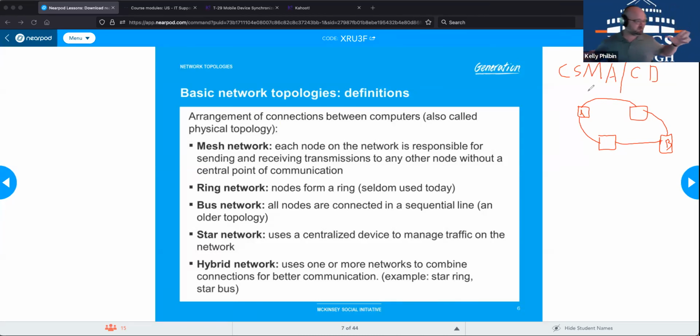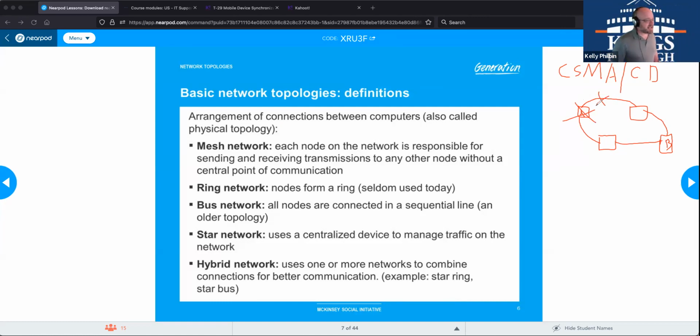Problem is now, one computer goes down, you break the ring. So the network goes down. If you cut one line, the network goes down. It's still extremely vulnerable.